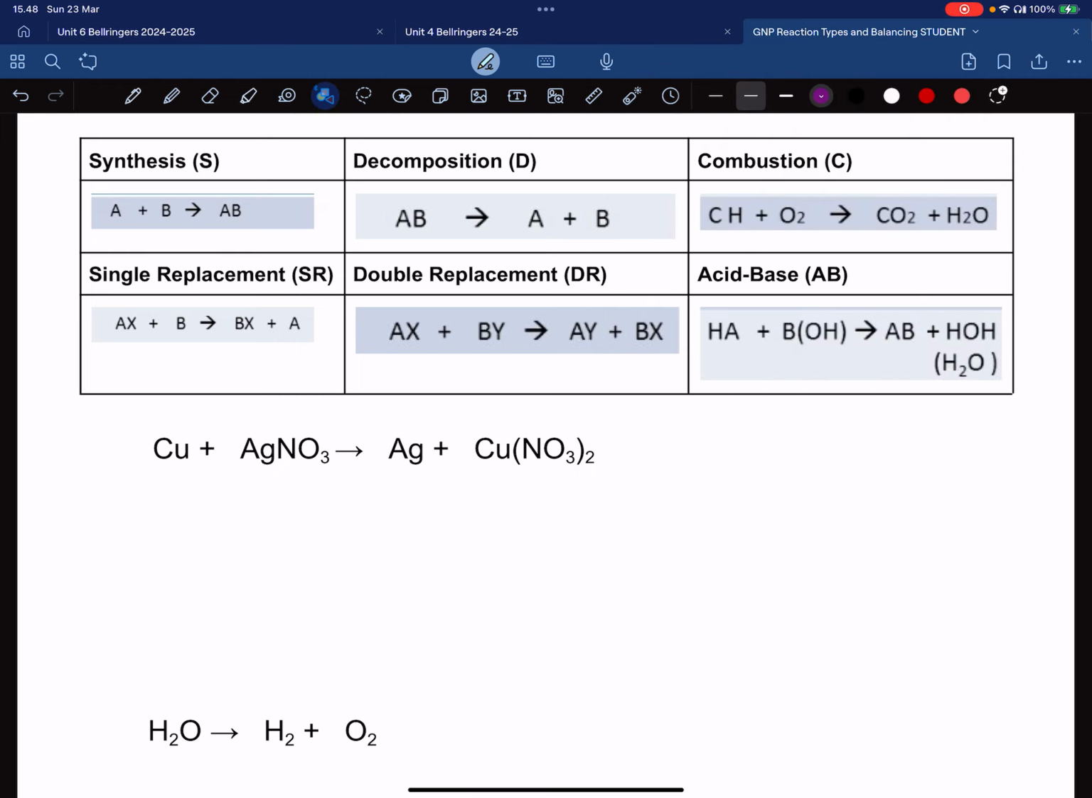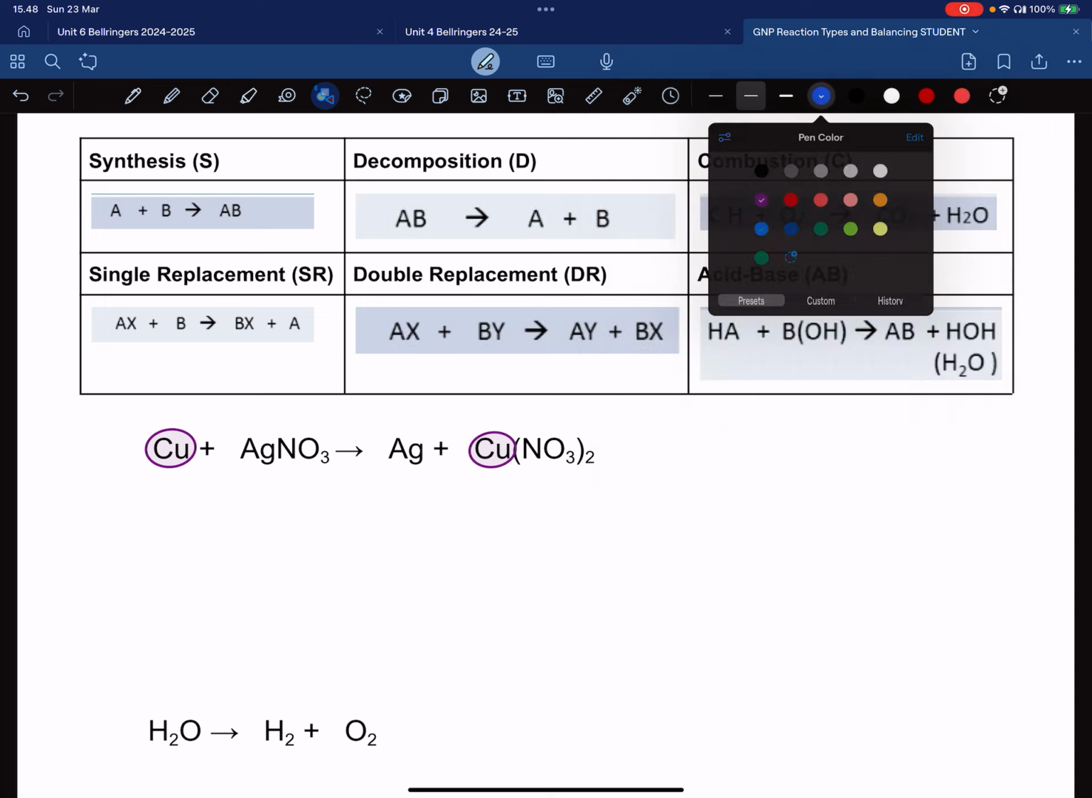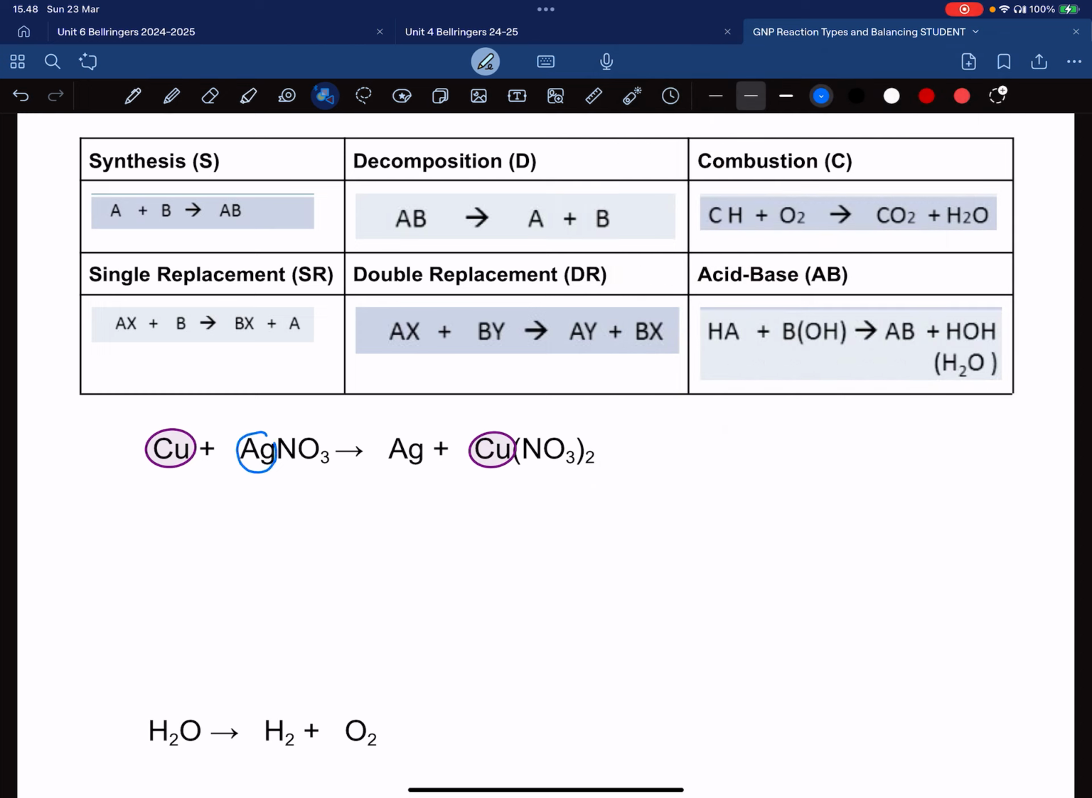The first reaction that we have here, we've got copper by itself on one place and together with nitrate in another. We've got silver with nitrate in one place and by itself with another. That is the definition of single replacement. In single replacement, you have something that starts out by itself and then ends up bonded to something else. That is the copper. So this is single replacement.